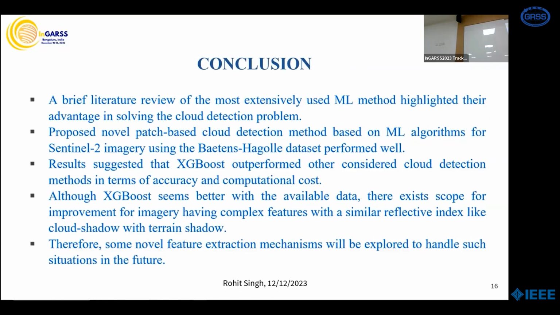If we use pixel-wise values, we don't require any feature extraction. Although results seem to be better, there is scope for improvement over complex features that have similar reflective index. Therefore, we require a novel feature extraction mechanism. For this, we are planning to use the position-wise embedding technique present in the transformer. We will try to embed this positional information with our pixel-wise patching, and we are hoping that the result will be better. That will be done in the future.